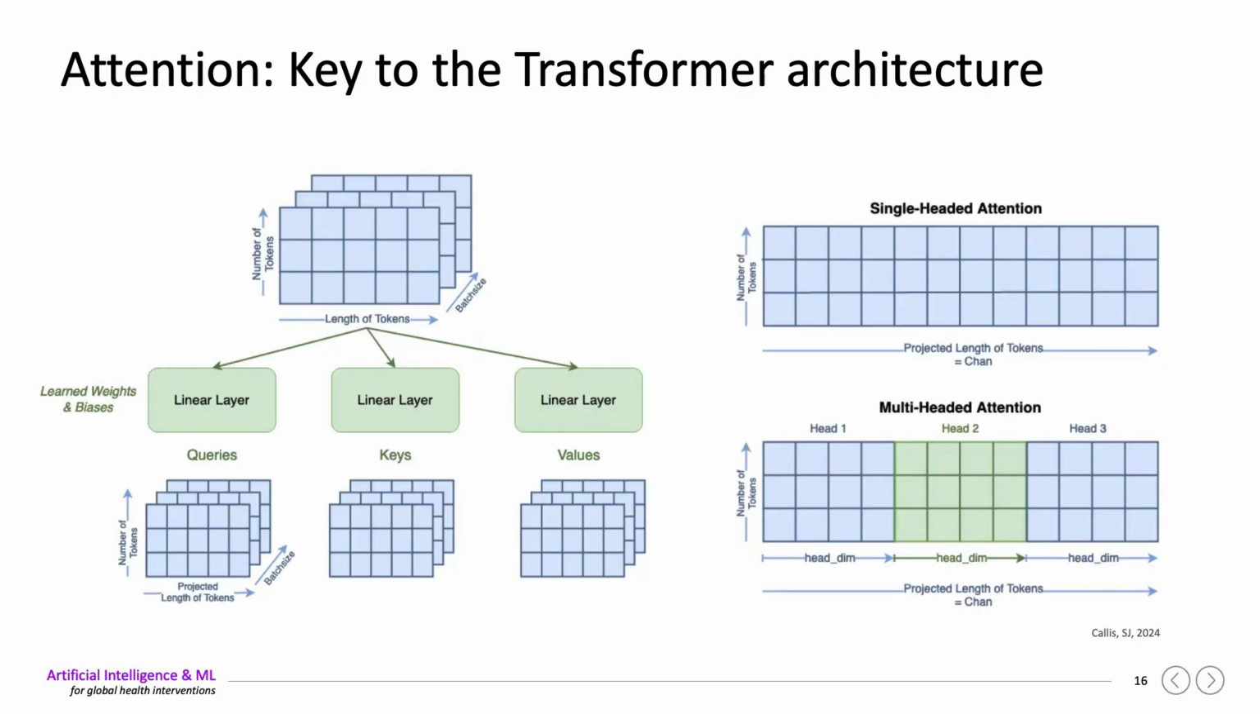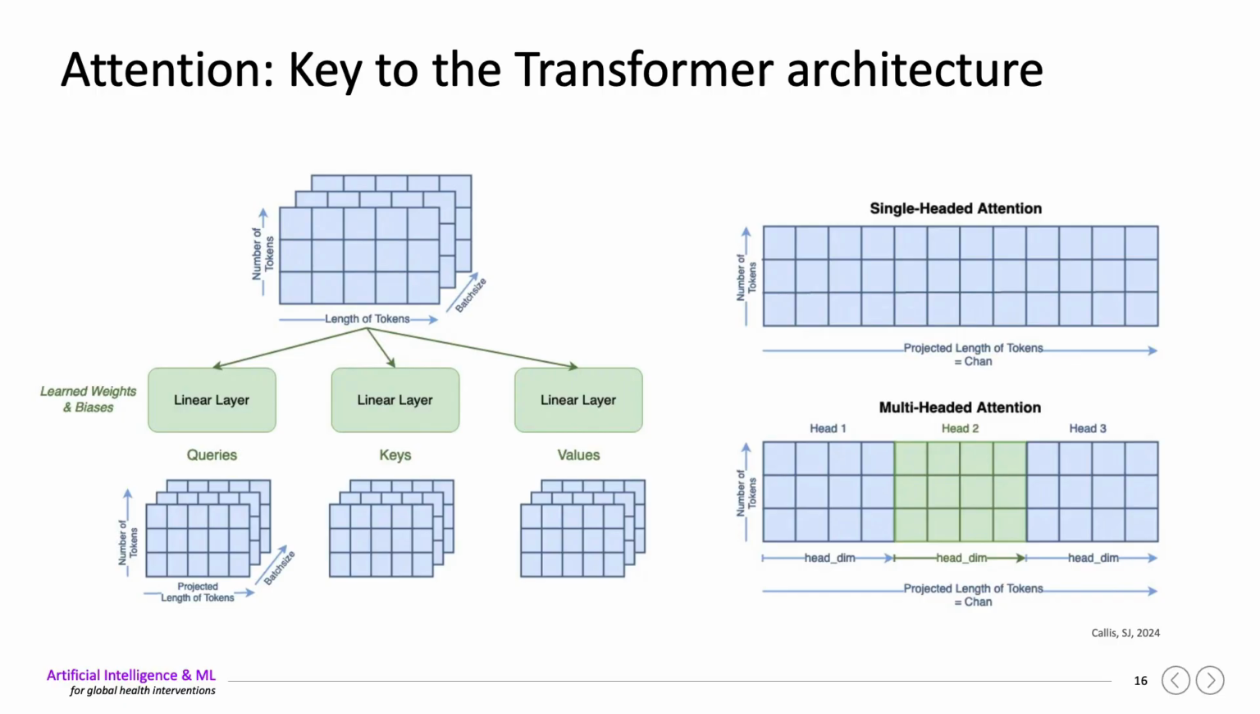This slide shows how queries, keys, and values are produced inside attention, from Callis in 2024. On the left, an input tensor, with dimensions number of tokens by length of tokens by batch size, is passed through 3 separate learned linear layers to produce queries, keys, and values, each with a projected length of tokens. The learned weights and biases of these 3 linear layers are what the model trains.